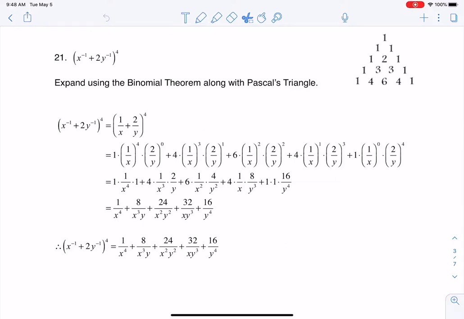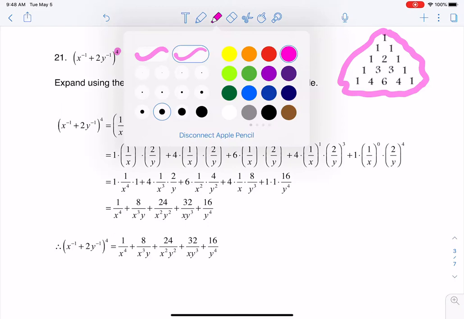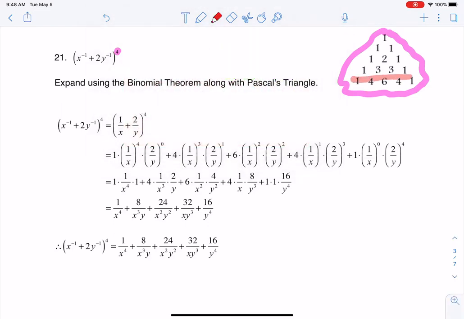At 31, I had a question coming out of section 9.6, number 21. Here we were asked to expand each binomial. If I look at my binomial, I see that I've got a four for the exponent. So that's why I made my little Pascal's triangle. I went down to the fourth level. And if we take a look, I can see my coefficients are going to be 1, 4, 6, 4, 1.